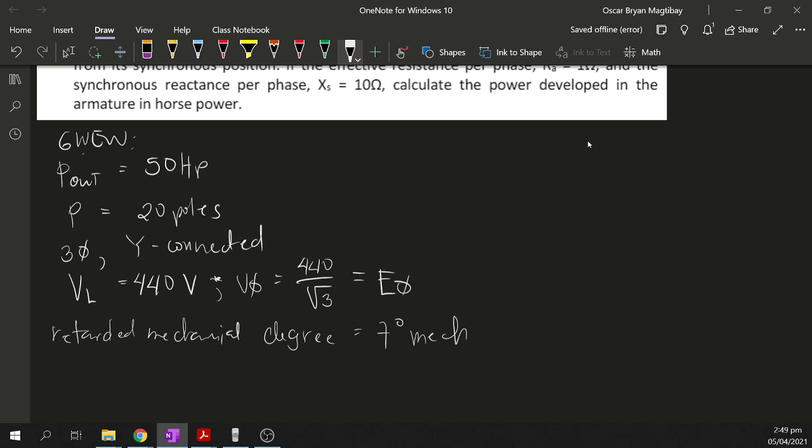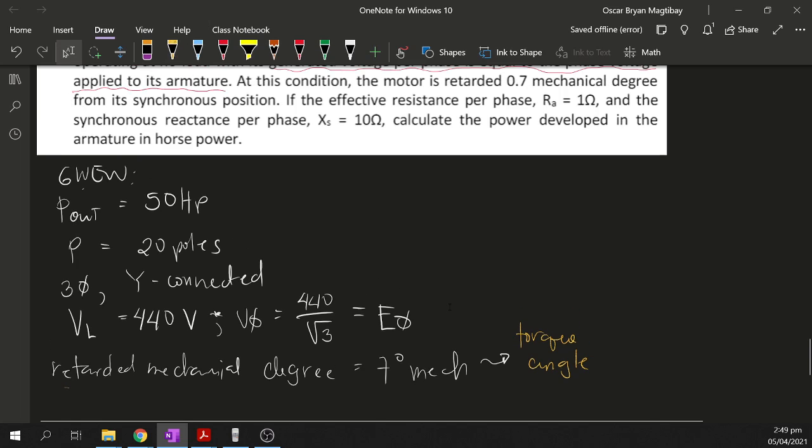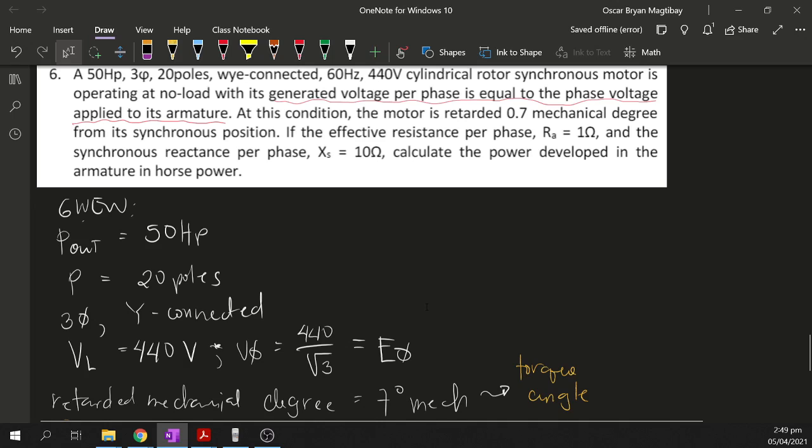This is actually in relation to what we call the torque angle sa electrical. Pag sinabi natin retarded mechanical degrees, 0.7 pa pala, 0.7 mechanical degrees. That is in relation to our torque angle. And we need to convert the mechanical degrees to electrical degrees to get the torque angle. Paano?